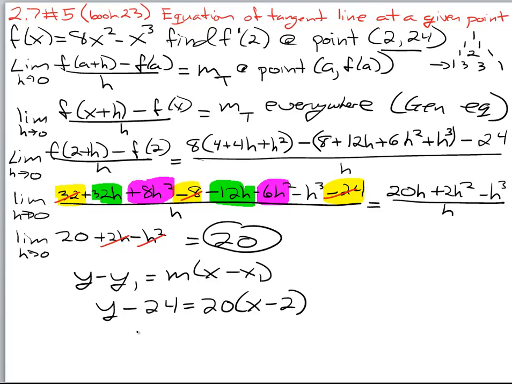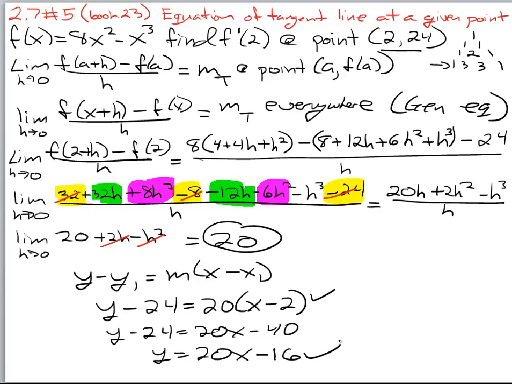If you want to clean it up and put it in y equals mx plus b format, then of course you would just go y minus 24 equals 20x minus 40. Move the 24 over, and y equals 20x minus 16, right? So either one of these should be acceptable.